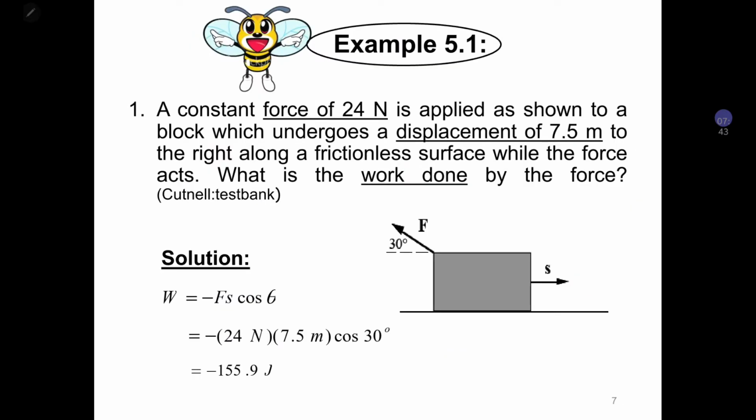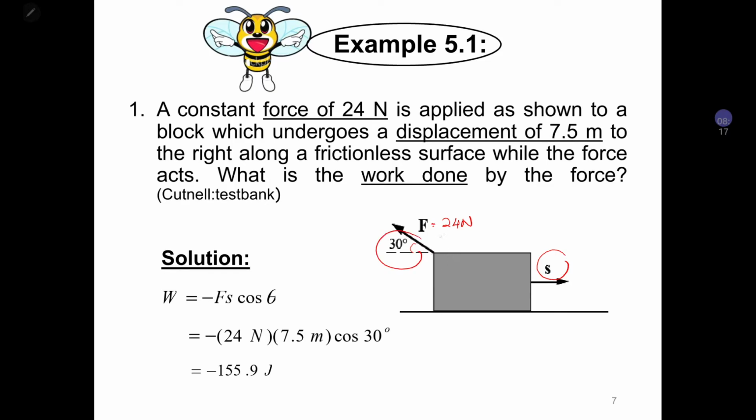Okay, for example, example 5.1. A constant force of 24 Newton is applied to a block which undergoes a displacement of 7.5 meter to the right along a frictionless surface while the force acts. What is the work done by the force? Okay, so they give the value of force is 24 Newton and the direction of displacement is to the right. So the angle that is given is 30 degrees, but it's in this direction.